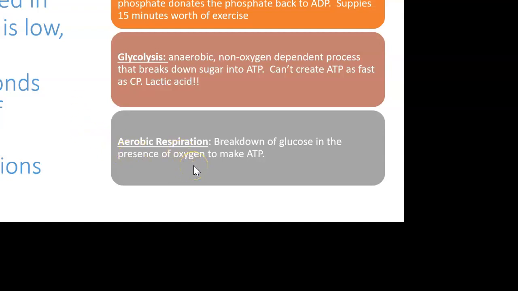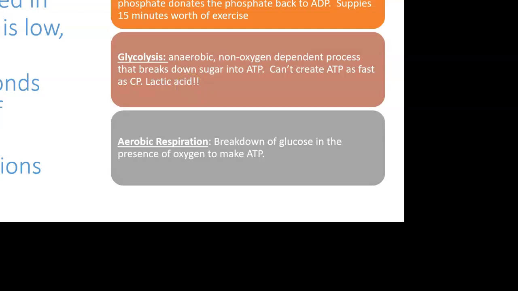And lastly, aerobic respiration is the breakdown of glucose in the presence of oxygen to make ATP. Approximately 95% of the ATP required for resting or moderately active muscles is provided by aerobic respiration. And all of this is going to take place in the mitochondria of your cell, those power plants. The inputs for aerobic respiration include glucose circulating in the bloodstream, the pyruvic acid that was made in glycolysis, and then some fatty acids.